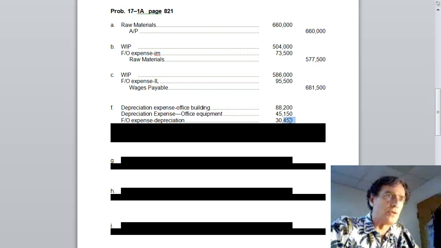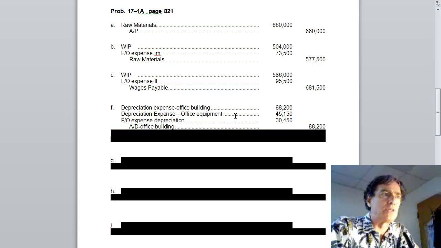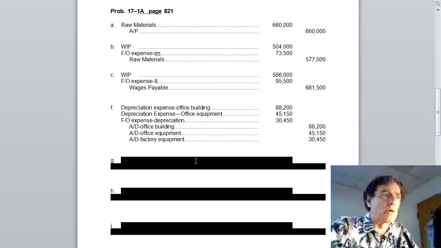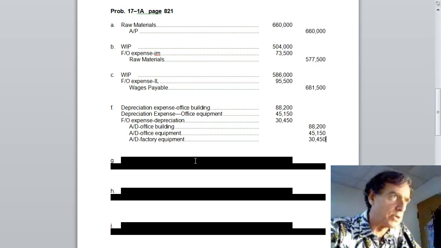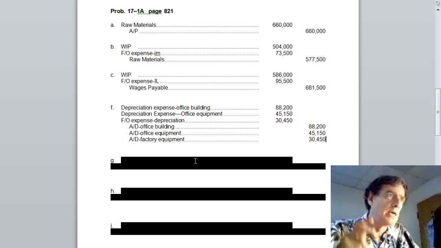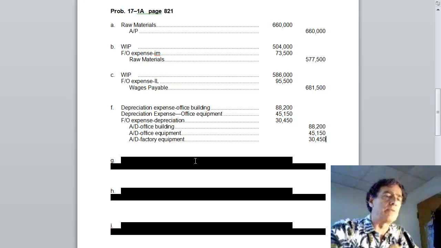Then I like to have related accumulated depreciation accounts for each type of asset. So we've got three credits: AD office building, AD standing for accumulated depreciation, which is a boring thing to rewrite over and over again. AD dash office building 88.2, AD dash office equipment 45,150, AD dash factory equipment 30,450.